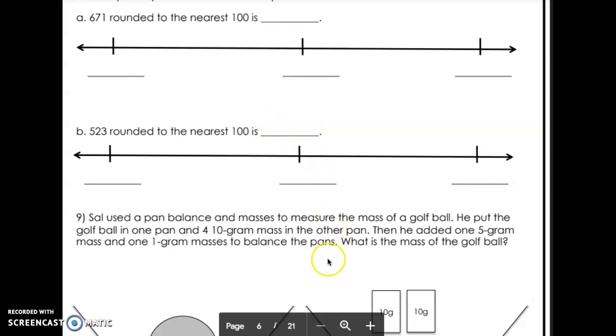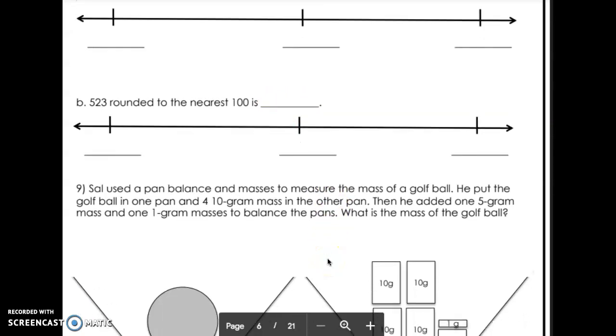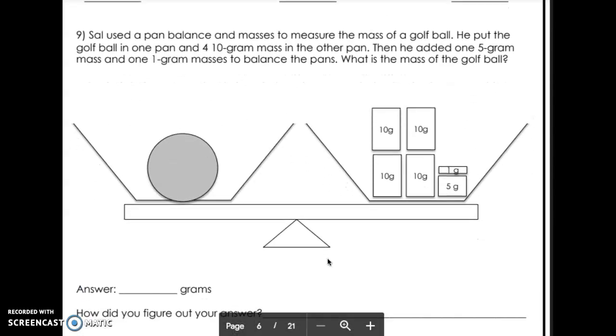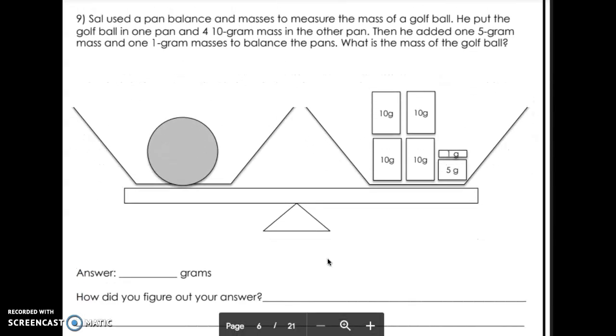Okay? We're almost done. I know this is a very long review and it's a long test, but you can do it. I'm sure you can.